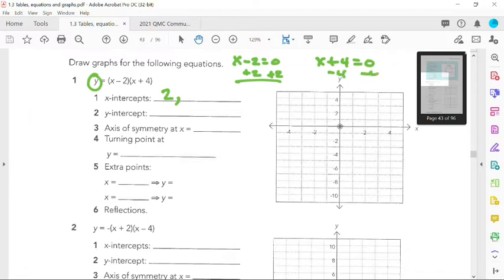Here I'm going to subtract 4, which gives me negative 4. In other words, taking the number away from the x changes its sign. That should look very familiar to you, right? So I've got x-intercepts of positive 2 and negative 4. Be careful with your signs.